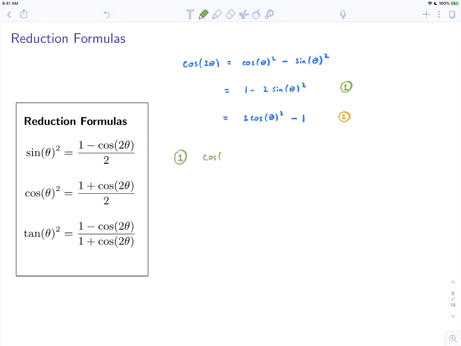So we have that cosine of 2 theta is equal to 1 minus 2 times sine of theta quantity squared. Basically, the idea here is you just want to solve for sine of theta squared. So what we can do, for example, is add 2 times sine of theta squared to both sides, and subtract cosine of 2 theta from both sides. Then we'll have that 2 times sine of theta quantity squared is equal to 1 minus cosine of 2 theta. Now it's just a simple matter of dividing by 2, and you have sine of theta quantity squared is 1 minus cosine 2 theta over 2. That's the first identity.